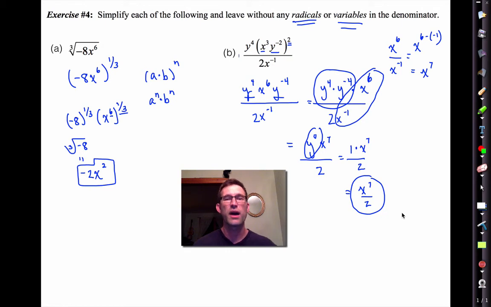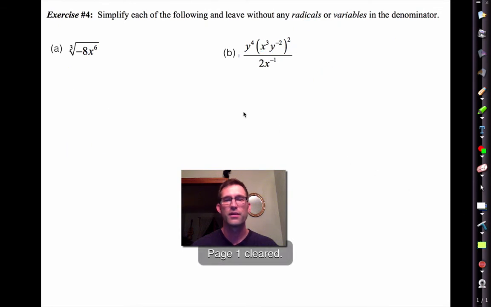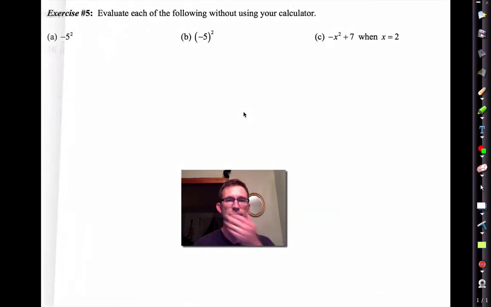All right, pause the video now if you need to. Copy down any of this work. All right, I'm going to clear it out and we'll move ahead. All right, last little problem. It's important sometimes to recognize when what you're seeing on the page can be a little bit misleading. Notice it says, evaluate each of the following without using your calculator.